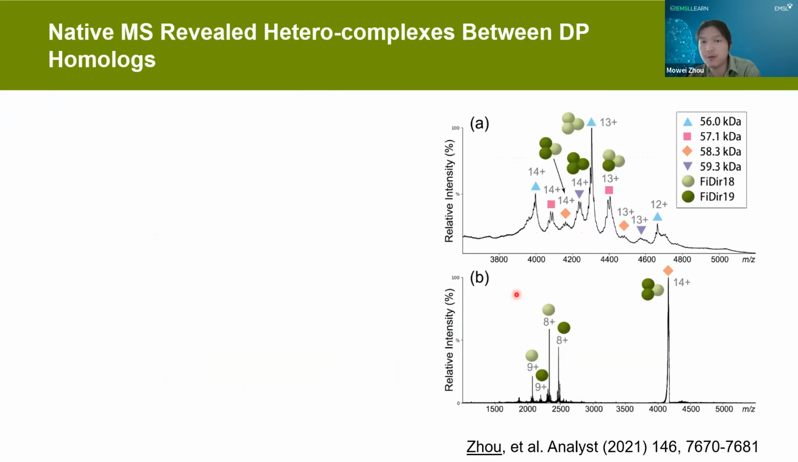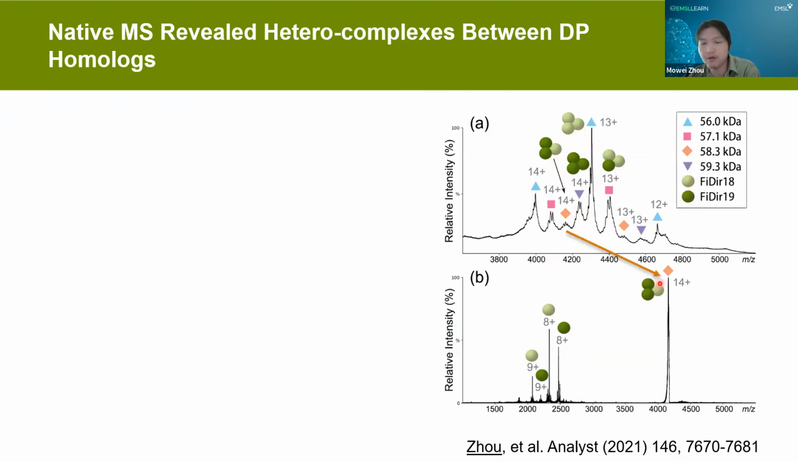What's interesting is that when we're doing the native mass spectrometry analysis, we detect the heteroprotein complexes between the 2 new different protein homologs. So you don't have to read the data in detail, but this just shows the native mass spec intact mass data of the different peaks, and we can assign that to different stoichiometry of trimers for those 2 different protein homologs.